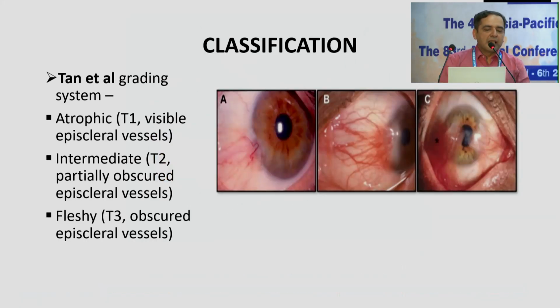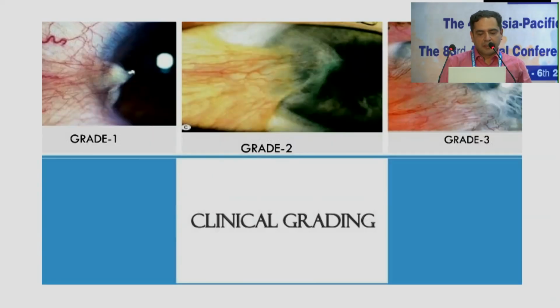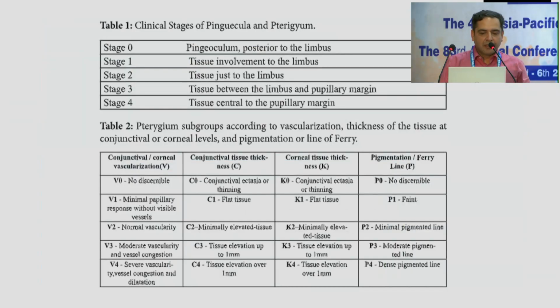We move on to the classification of pterygium. There is a Tan grading, which is based upon the visualization of the episcleral vessels: an atrophic T1, where the episcleral vessels are clearly visible; an intermediate one, a T2, where the vessels are partially obscured; then comes the fleshy, that is T3, where the episcleral vessels are totally obscured. This is a clinical grading.